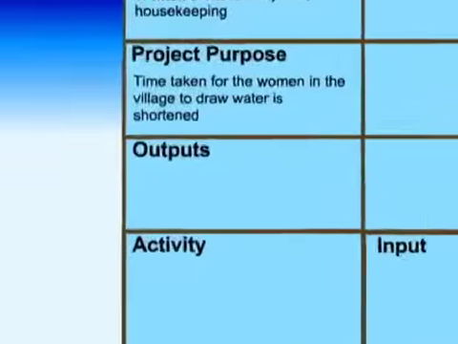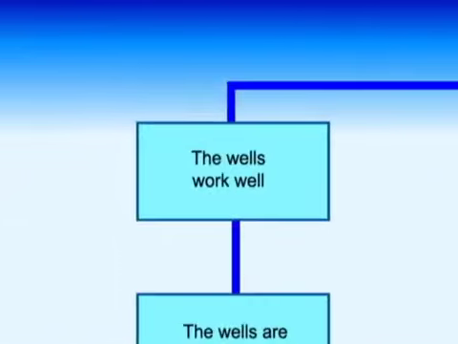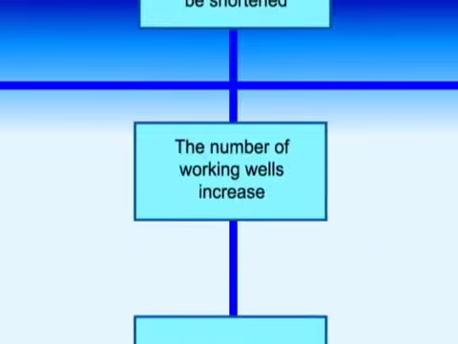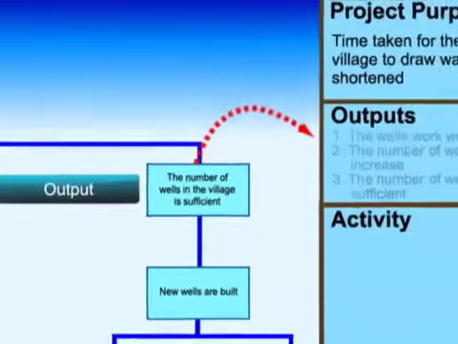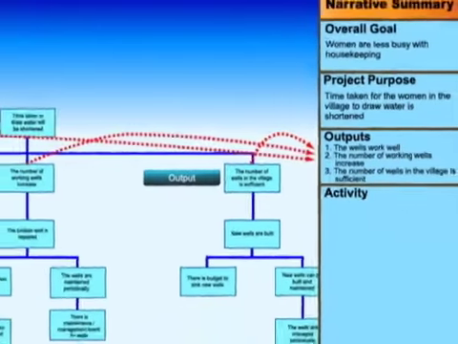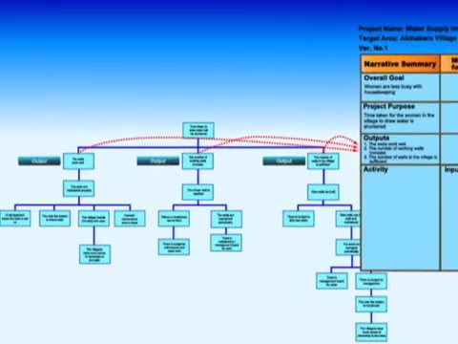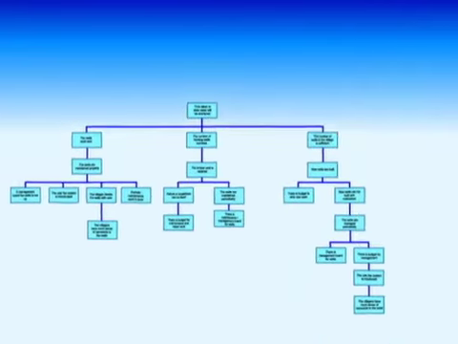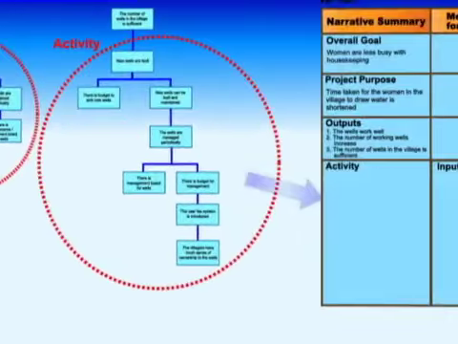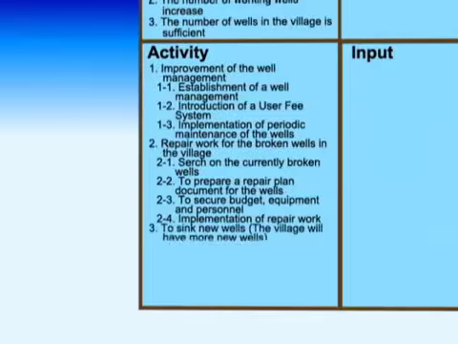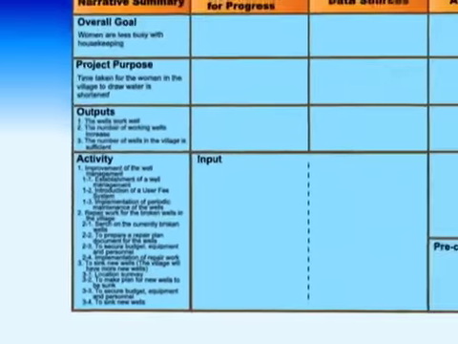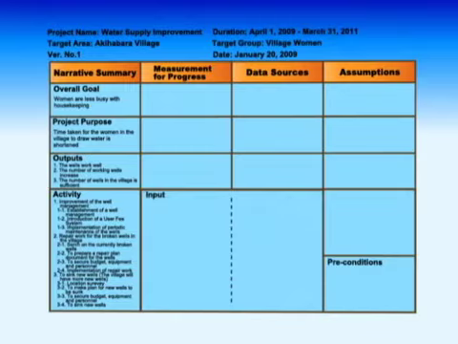The output should include things such as the wells work well, the number of working wells increases, and the number of wells in the village is sufficient, and are just below the top in the project plan. The section under these outputs is for activities. The contents of these activities cells will be the base for the next step, an action plan. So, please describe in as much detail as possible, making full use of your knowledge.